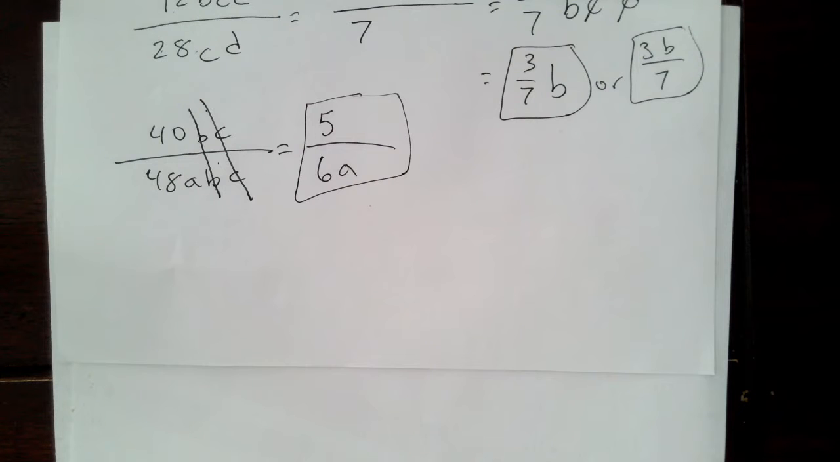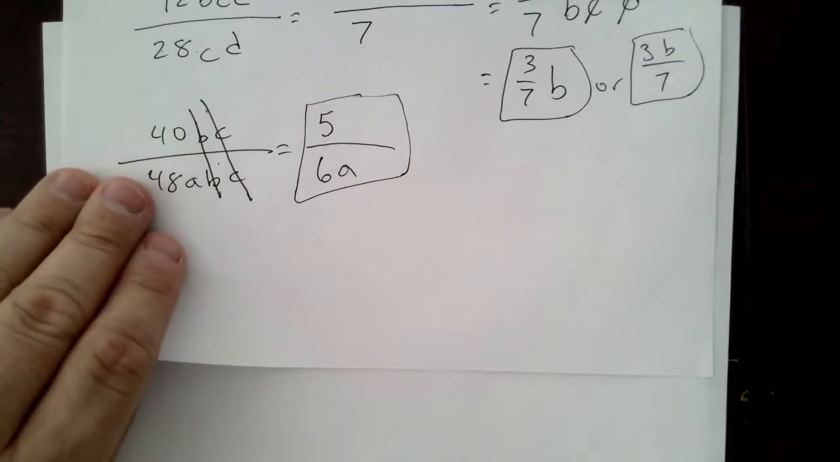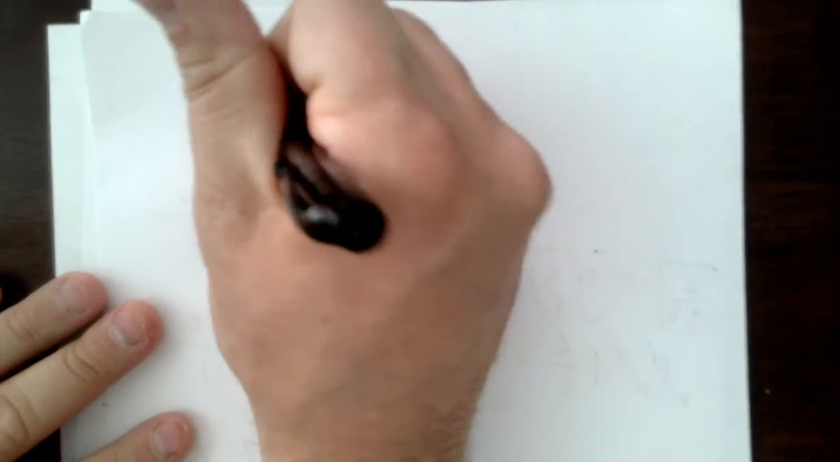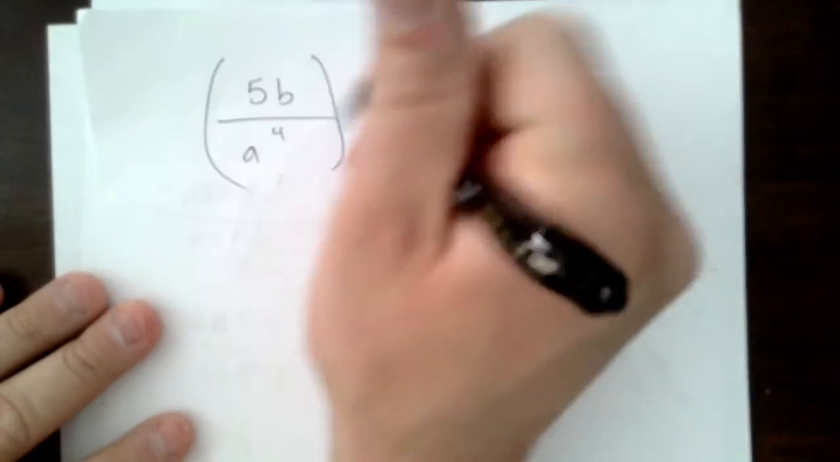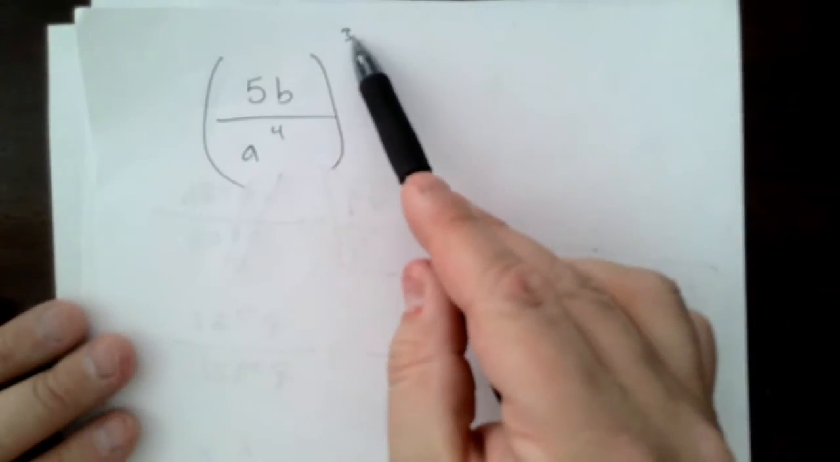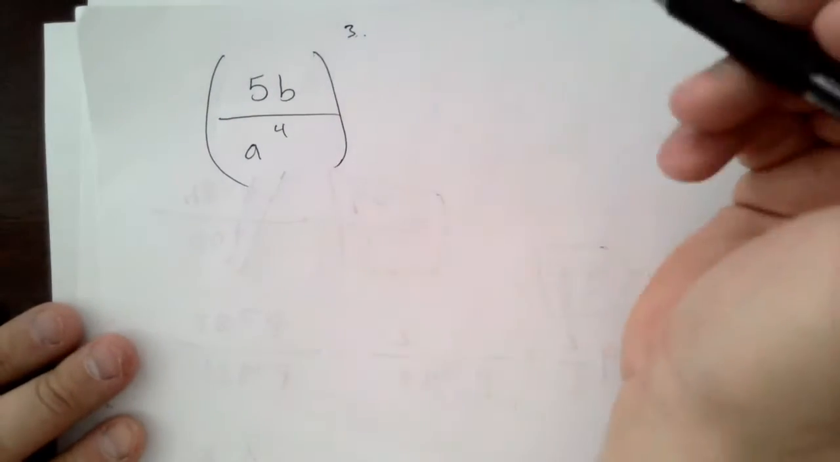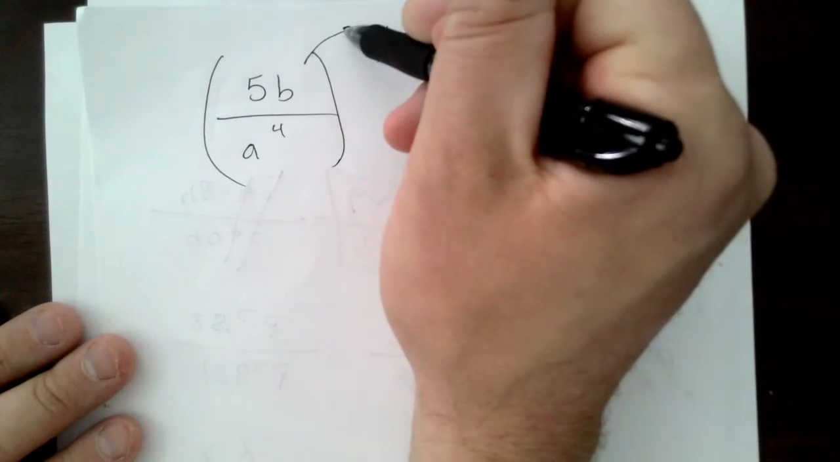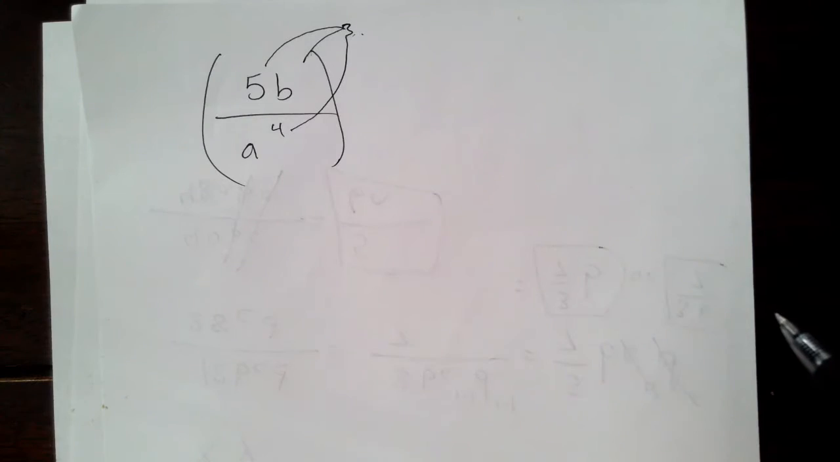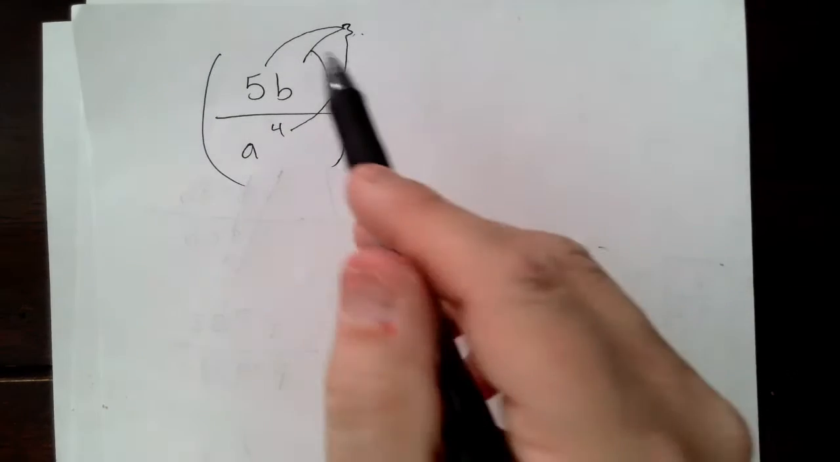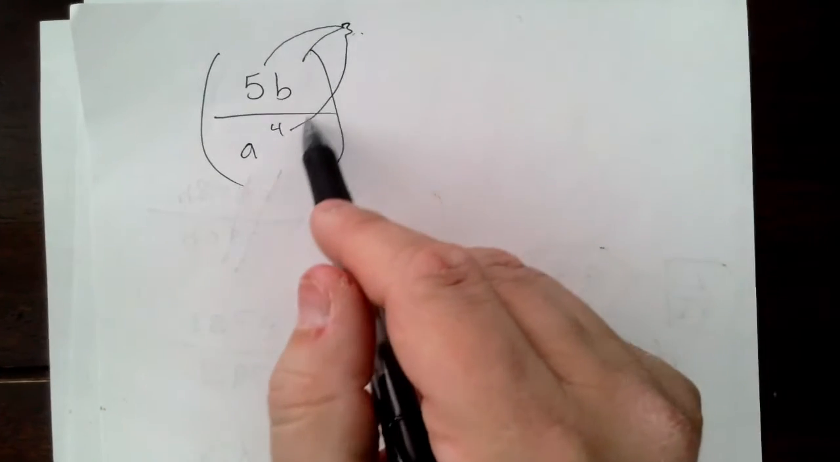Okay. The next thing we have to talk about is when you have a power raised to a power. So just like before, when we had a problem like this, 5b over a to the 4th, and if this whole thing was cubed, if we had a power that was outside of the parentheses, remember what we did is we had to distribute it to everything inside of this thing that had an exponent. Now, not just the top, but it also comes down here to the bottom.